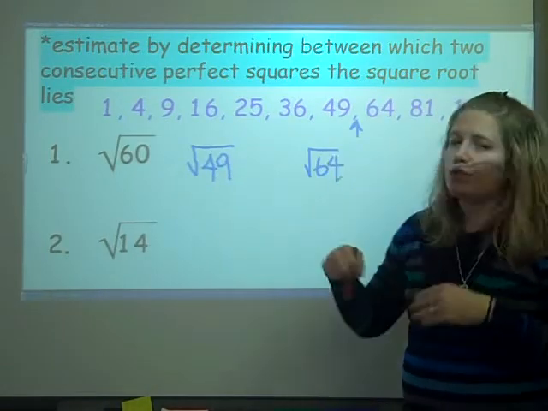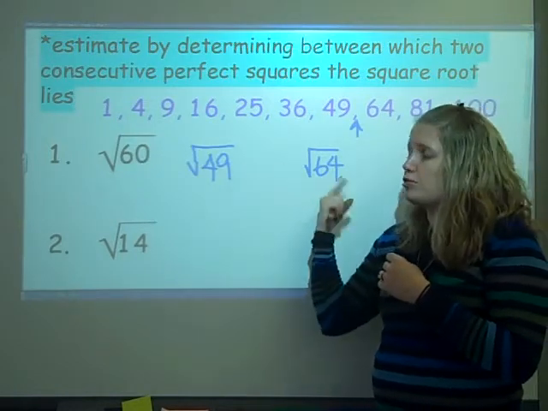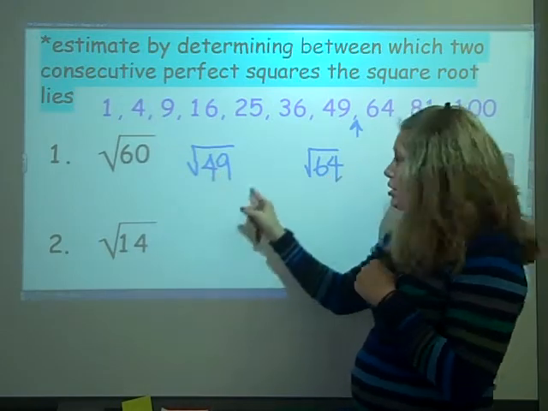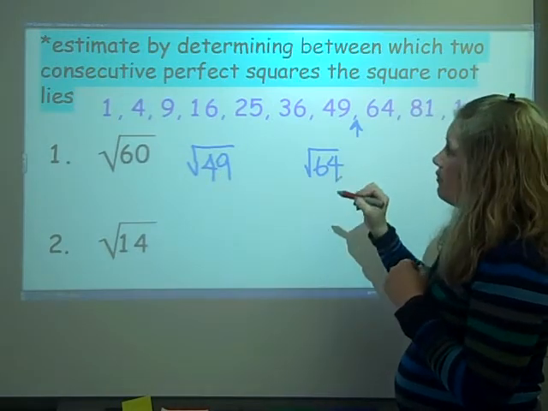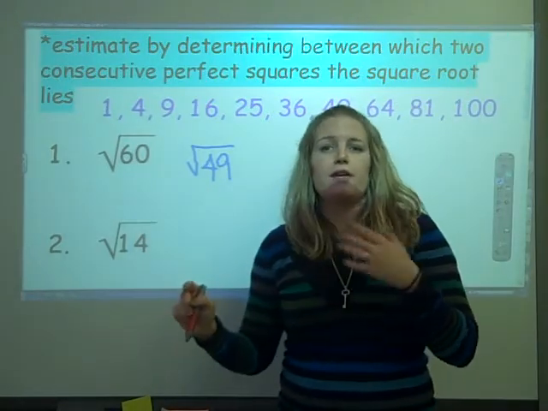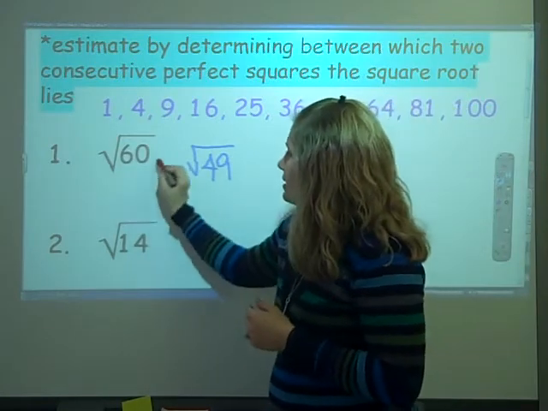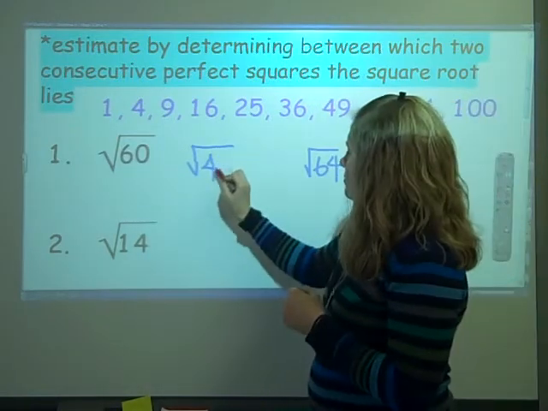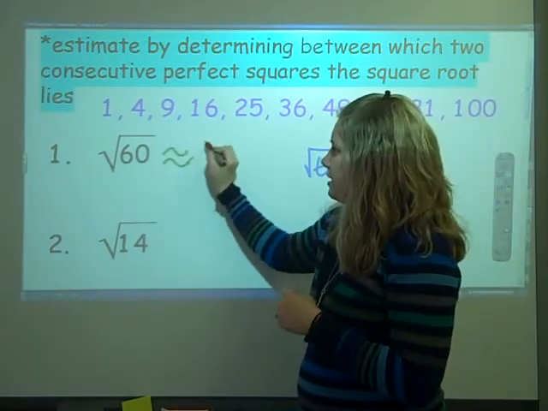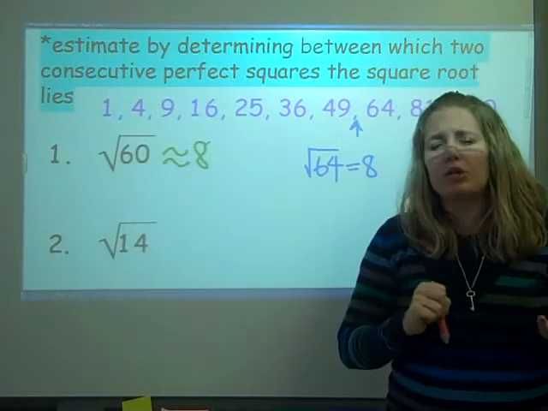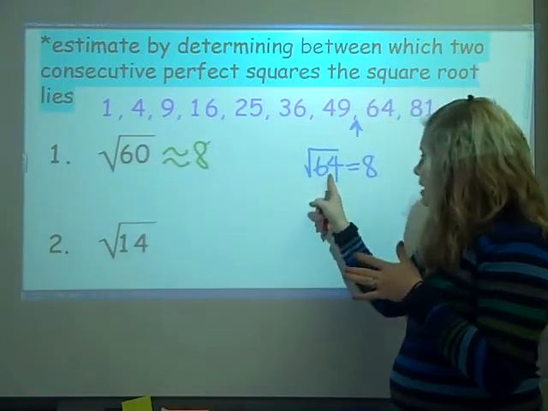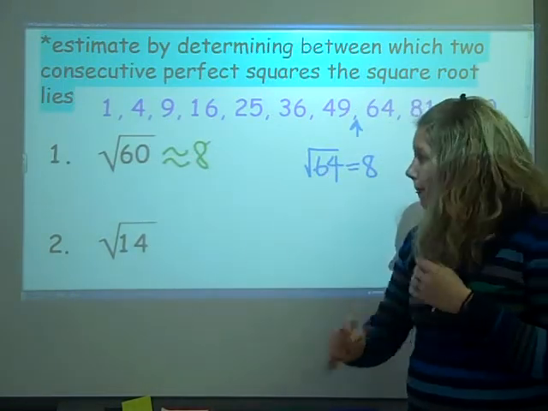So then what you do is you decide which one it's closer to. Well, this is only 4 away, and this is much further away, so it's closer to 64. And the square root of 64 equals 8. So the approximation of the square root of 60 would be approximately, and the symbol we would use, we say that this is approximately 8. So we're estimating that it's close to 8, somewhere around there. It's a little bit under 8 because we know that 60 is less than 64.